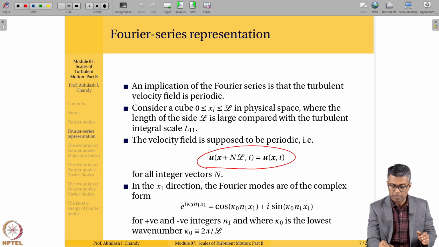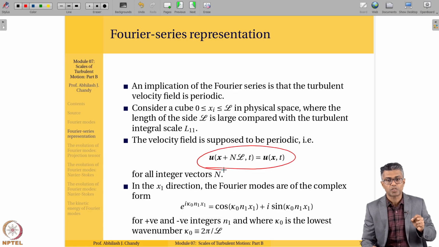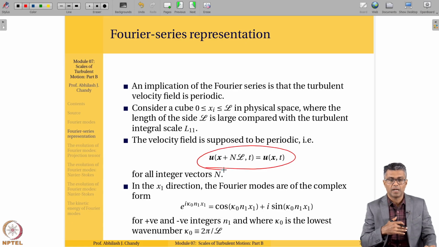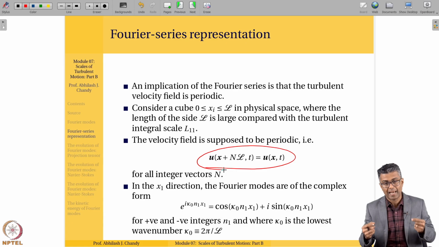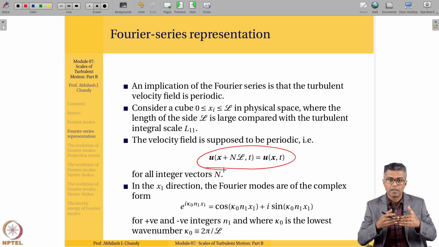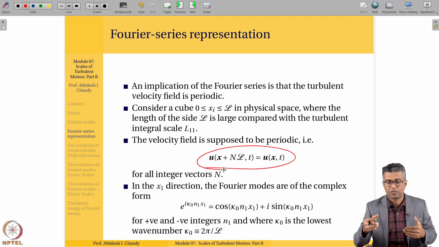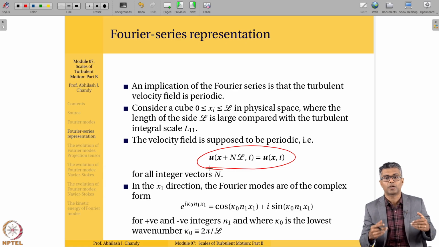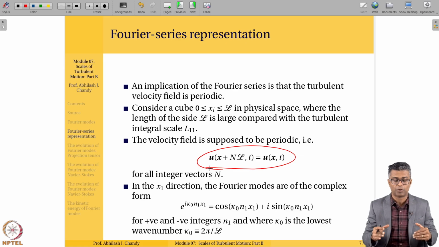So that is what is represented by this equation here, u of x plus n L, where n is this set of integer vectors and L is the size of the box. So we are considering a flow field that is like a box, essentially a cube, and each side has a length L, and so every L sides, every L times, the velocity repeats itself. I hope that is clear. So that's what periodic means. So we have u of x plus nL equals u of x, t. So that was the first criteria, that it had to be periodic.